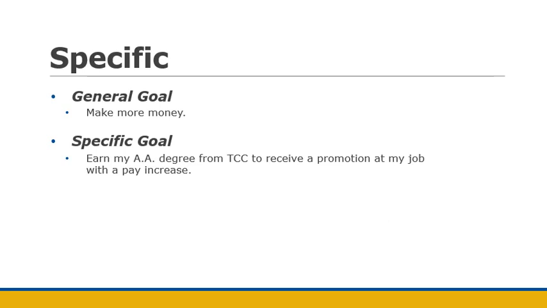Here is a concrete example for you. A general goal would be make more money. As you can tell, this doesn't tell me much at all. I have an idea in mind of how I can make more money, but I haven't listed out any steps or a path forward. Where do I begin? Instead, I could be more specific with that goal. My goal could be earn an AA degree at TCC to receive a promotion at my job with a pay increase. This goal gives me a clear direction. Nothing is unknown, and I now understand how I'm going to complete my ultimate goal, to make more money.